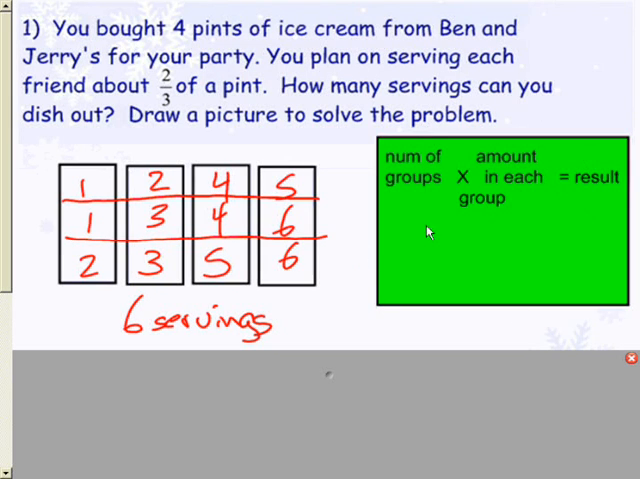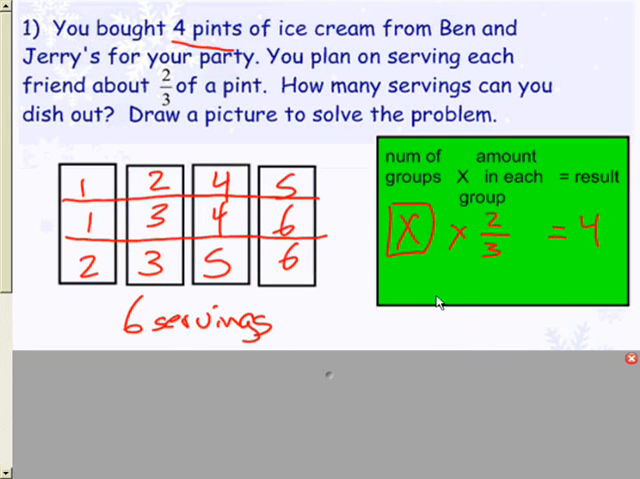Well, I want to look at this over here, and we're going to put in what we know and put X or a box for what we don't know. So number of groups times the amount in each group will tell us how much we have in all. So let's see what we know from our story problem. We have 4 pints in all, so I'm going to put that over here. We're going to give each person 2/3 of a pint, so that's the amount in each group. And then the question is, our box is how many groups or how many people can we serve?